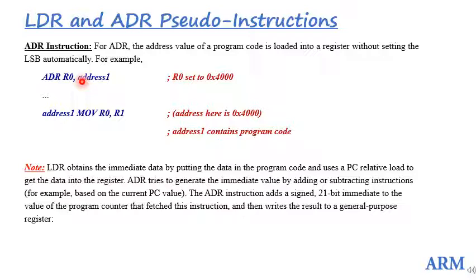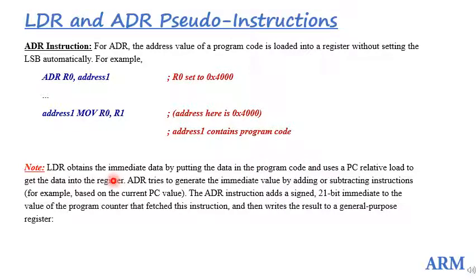And see here address 1 is pointing to a memory location holding a program, some instruction MOV R0, R1. So here ADR R0, address 1, this instruction is going to set R0 to 0x4000 only. So here LDR obtains the immediate data by putting the data in the program code and uses a PC relative load to get the data into the register.